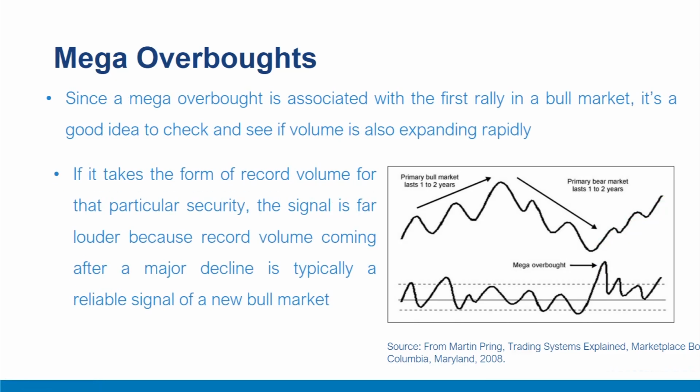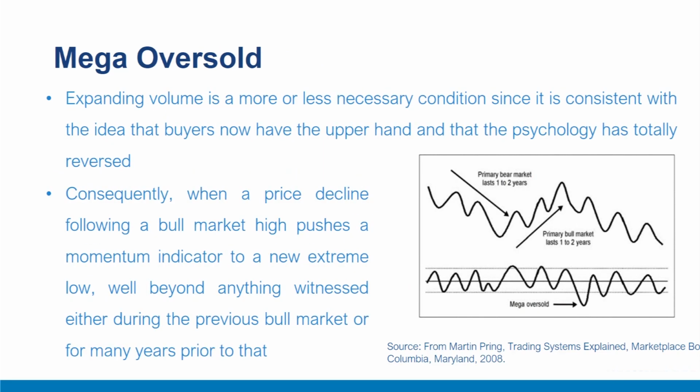Since a mega overbought is associated with the first rally in a bull market, it is a good idea to check and see if the volume is also expanding rapidly. If it takes the form of a record volume for that particular security, the signal is far louder, because record volume coming after a major decline is typically a reliable signal of a new bull market. Expanding volume is more or less a necessary condition, since it is consistent with the idea that buyers now have the upper hand and the psychology has totally reversed.